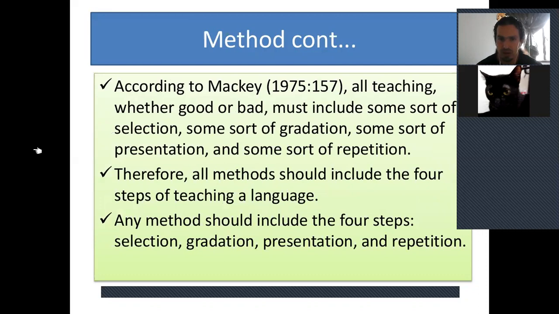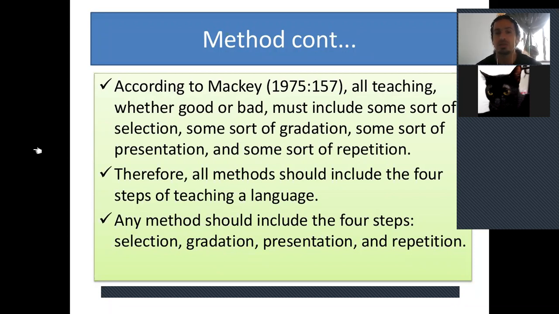Okay, let's continue. So, Mackey, 1975, states that all teaching, whether good or bad, must include some sort of selection, some sort of gradation, some sort of presentation, some sort of repetition, and that's okay, right? Because if nobody understands the lesson, you need to repeat it again. How many times? As much as possible, right?